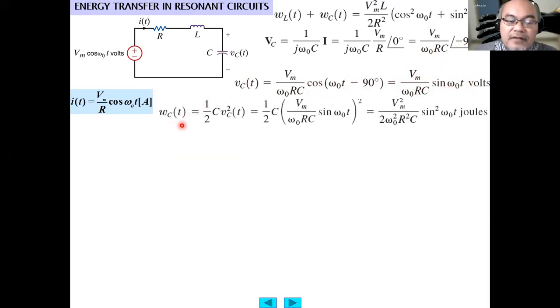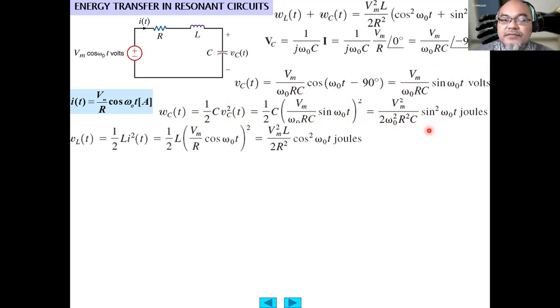Then the energy stored at the capacitance, WC(t), equals half C v squared(t), from the capacitance law. So it equals half C times Vm over omega 0 RC, sine omega 0 t, being squared. This equals Vm squared over 2 omega 0 squared R squared C squared times C, so they cancel and become 1 over C, sine squared omega 0 t joules.